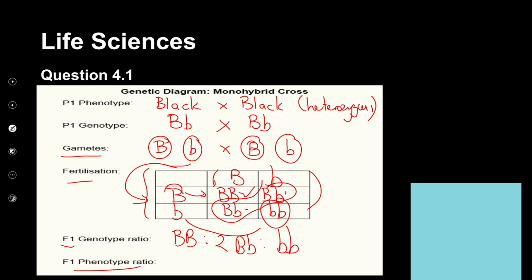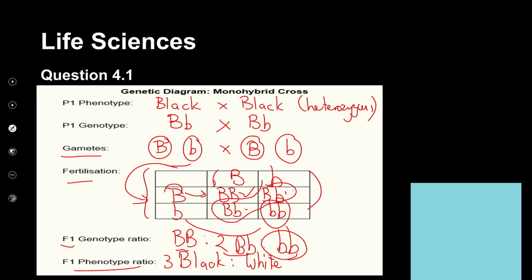Finally, we've got to end up with the phenotype ratio, and we've got to now describe the physical appearance of the offspring. And we know that that's black and that's black, so collectively they are 1 plus 2, and I'll call that 3 black, to one of these, which in this case is the white individual. So guys, this is a genetic diagram.